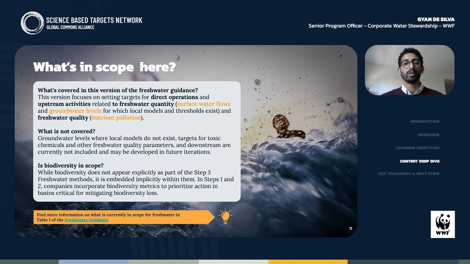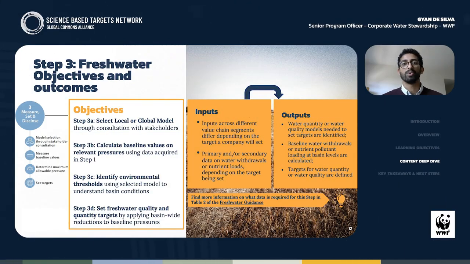In steps 1 and 2, companies must incorporate biodiversity state of nature metrics to prioritize action on freshwater targets in basins critical for mitigating biodiversity loss. Recommended freshwater biodiversity metrics can be found in the Step 1 methods. This module will allow you to determine which freshwater targets a company should set and how setting freshwater targets works.